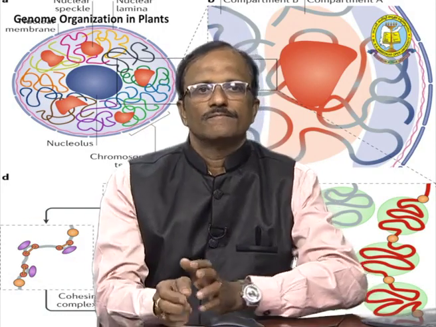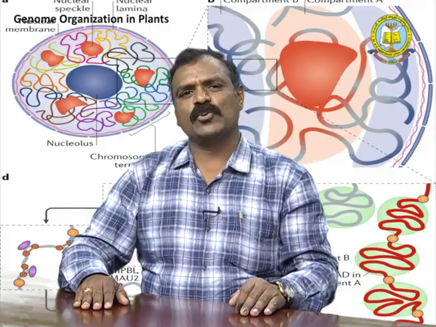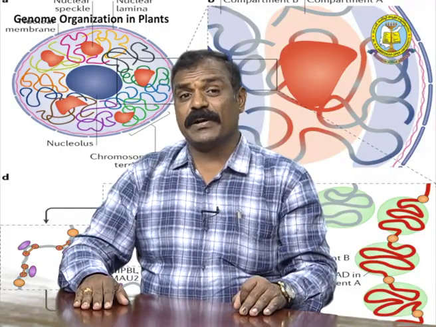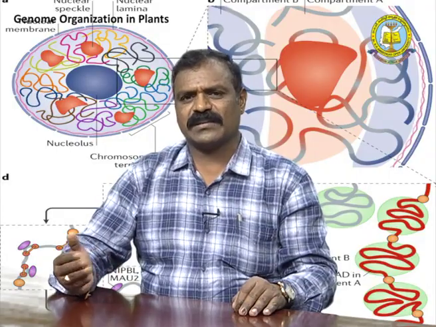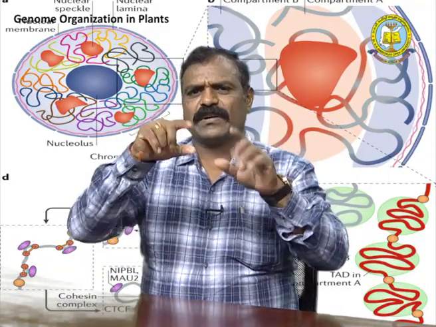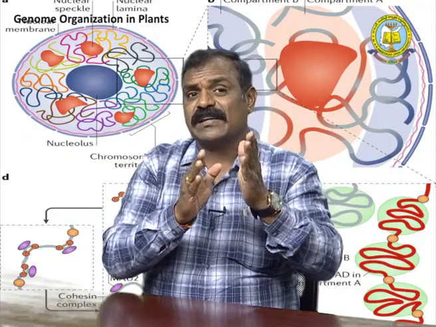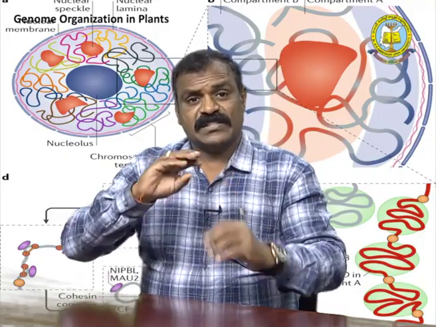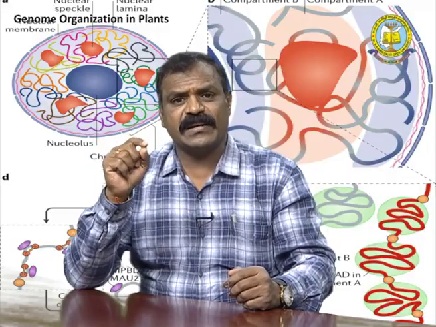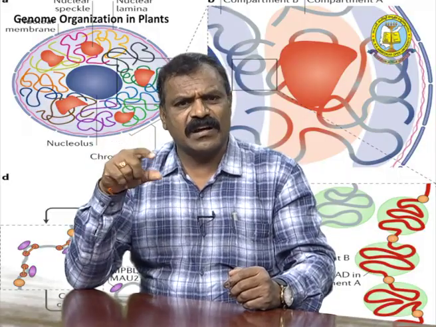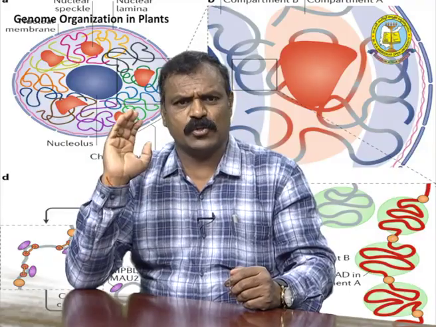Continuing, the components of the plant genome. The nuclear genome, as Ramakrishna sir already told, is in the center part of the nucleus. It contains the chromosomes, gene coding sequences, regulatory elements, repetitive DNA and non-coding RNAs. These are all involved in the nuclear genome.